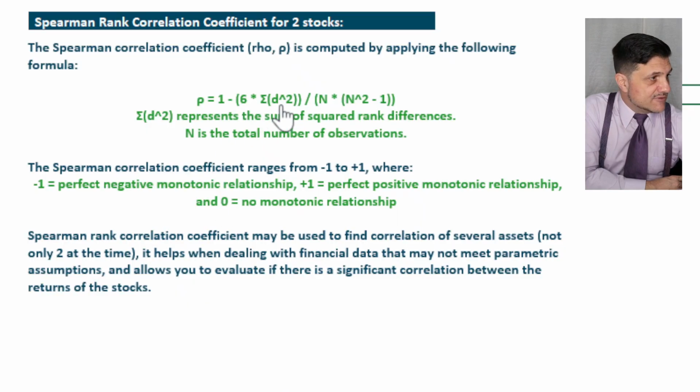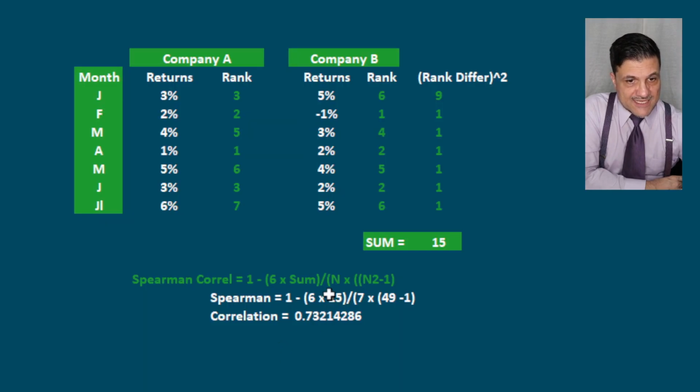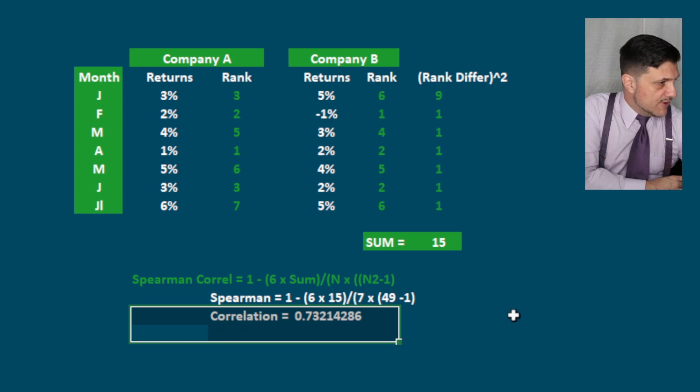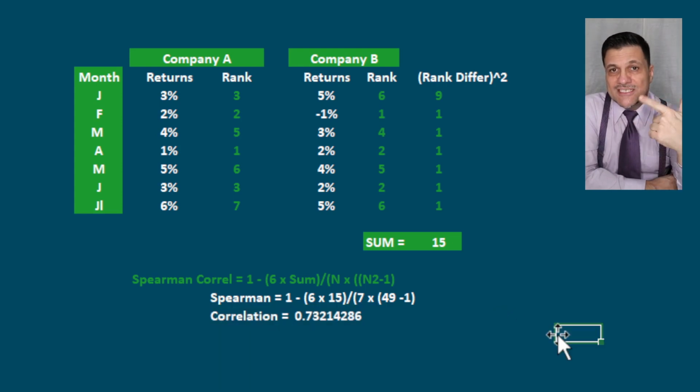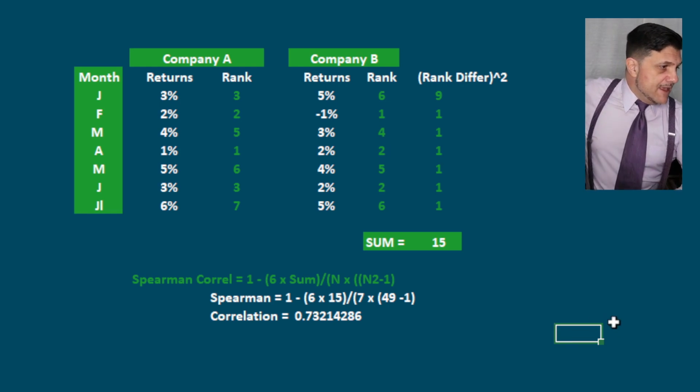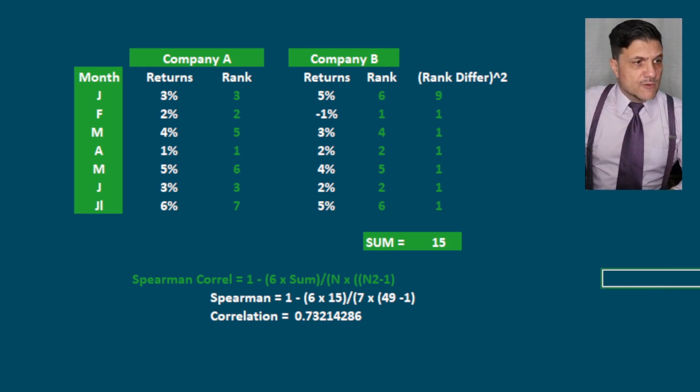6 times 15 divided by n times n squared minus 1. So look at that. 6 times 15 divided by 7, which is n, times 49, 7 squared, minus 1. Answer, 0.7321. It's a positive, strong correlation between those two returns, company A and B. Very, very interesting way to do it. You see it? And you arrive at an answer.